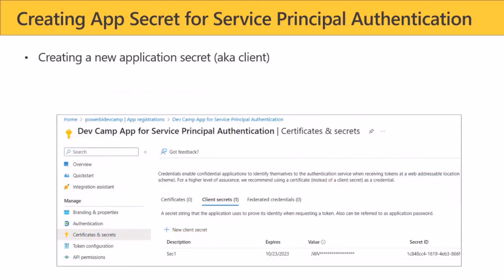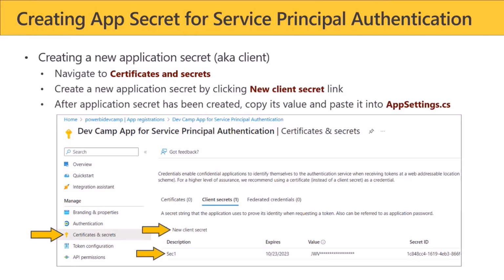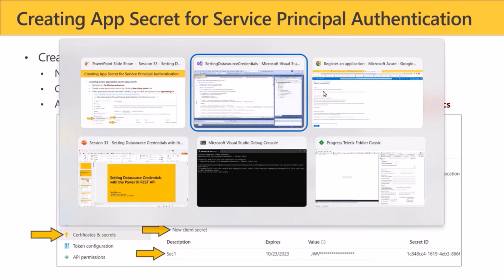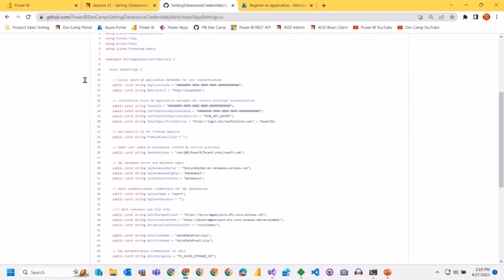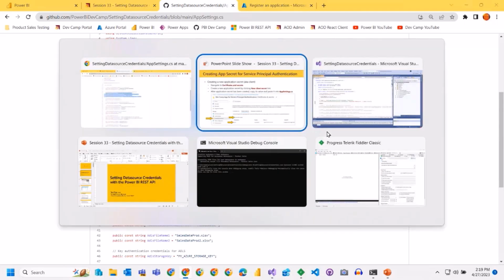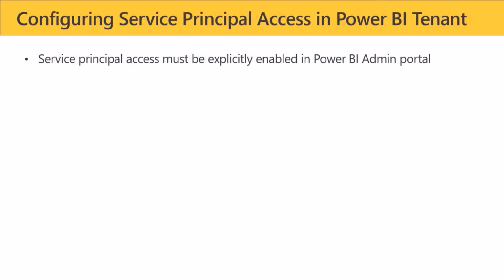The way to do that, for this test application, is once you've created the app, to go to certificates and secrets, and we're going to create a new secret. Once we've done that, we're going to take the value of the secret. And now if I go back here, after you've created the application, you can just copy those details into the app settings file for things to work correctly.